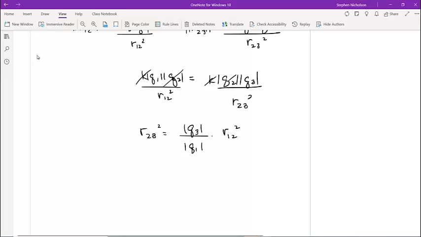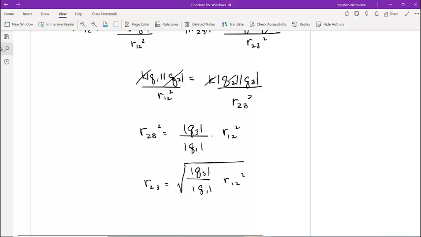When you get these proportions, you can just shift things from one side to the other: the denominator on the right-hand side to the numerator on the left-hand side, the denominator on the left-hand side to the numerator on the right-hand side, and the numerator on the left-hand side to the denominator on the right-hand side. And then we can take the square root. Again, we're just talking about positive quantities here. So you're going to have the square root of Q3 over Q1 times R12 squared.